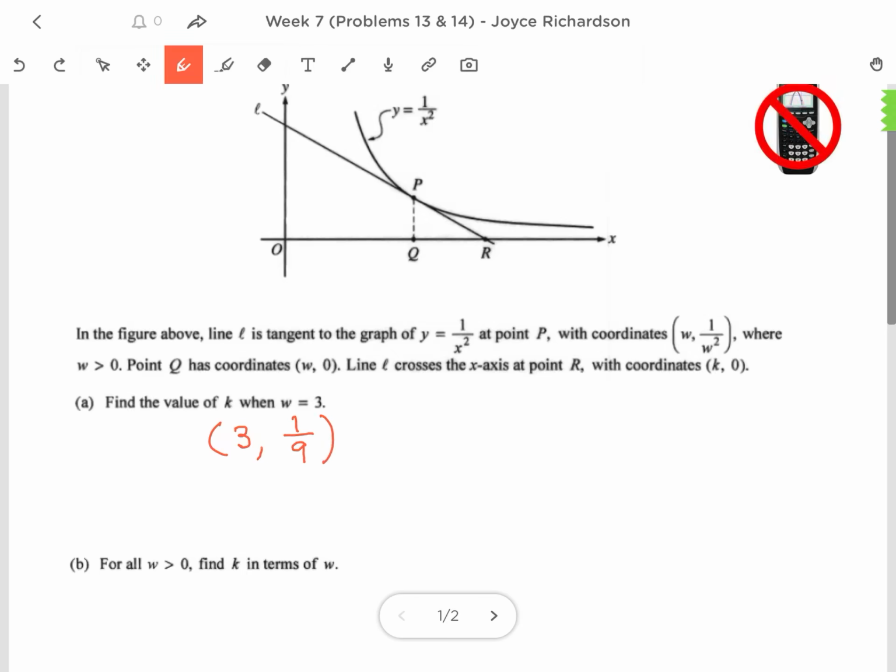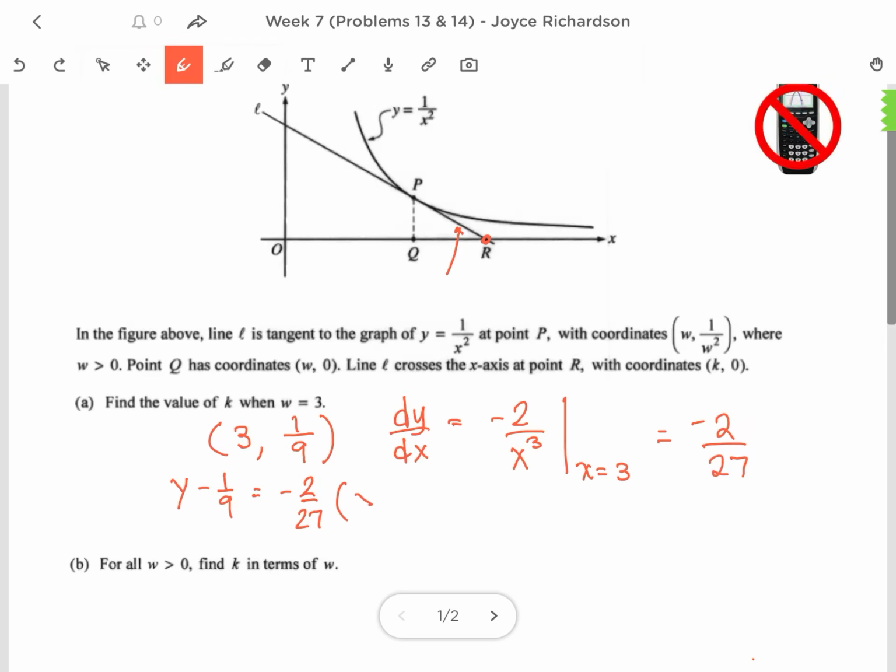We also know if we take the derivative of this function, that's going to be negative 2 over x cubed, and I'm going to get the slope at x equals 3. The whole idea is I want to get the equation of this line right here, and then I can find the x-intercept. So if I find my slope, I get negative 2 over 27. And if I write my equation, y minus 1/9 is equal to negative 2 over 27 times (x minus 3).